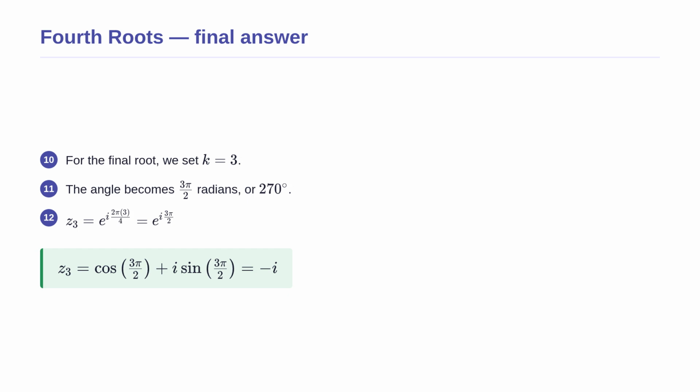If we plot all 4 roots, they are 1, i, -1 and -i. They form a perfect square on the complex plane, with each point exactly 90 degrees apart. We have successfully sliced the circle into 4 equal pieces.